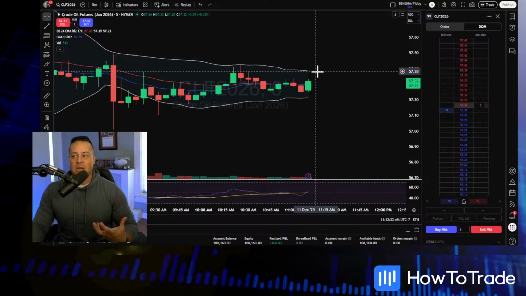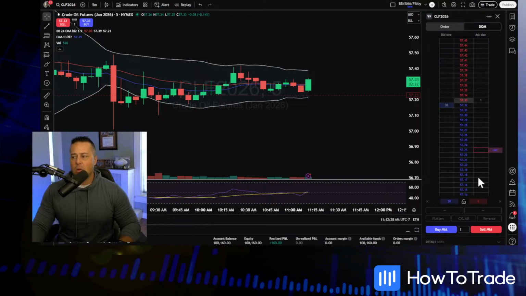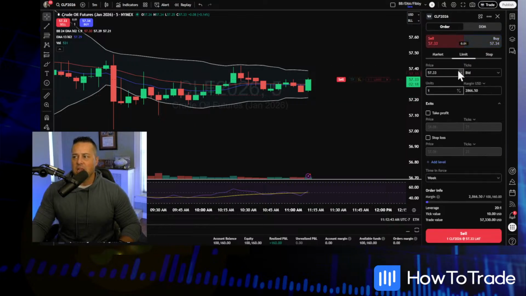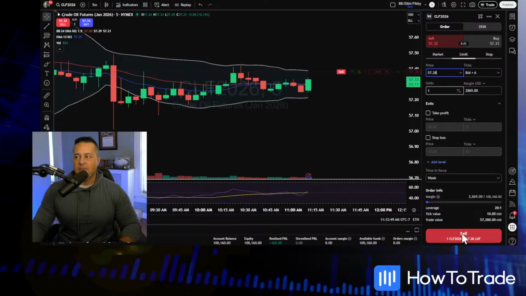I'm going to go ahead and look to sell this upper Bollinger Band. The upper Bollinger Band is going to be 57.39. I'm going to enter my sell order at 57.38. So we're going to go here, sell limit, one contract, 57.38. And that's going to be our sell. I'm going to get that in the market.